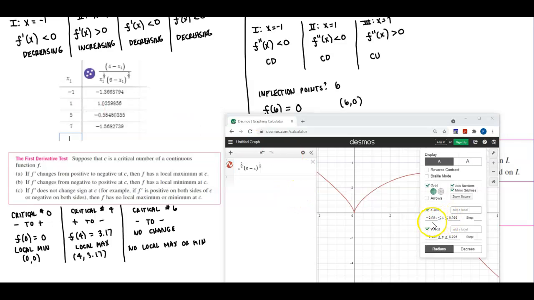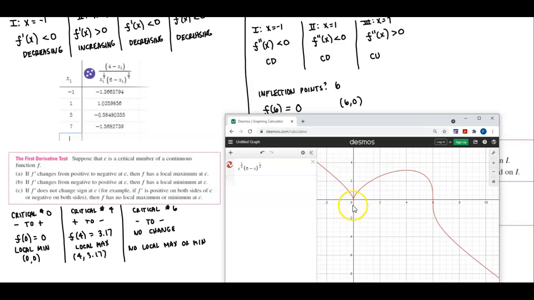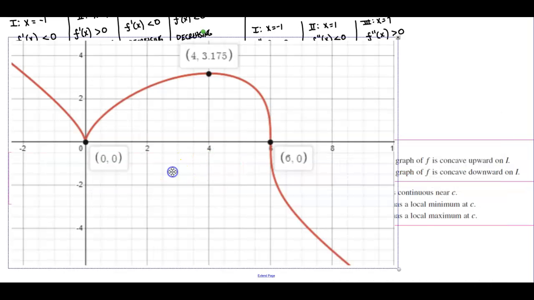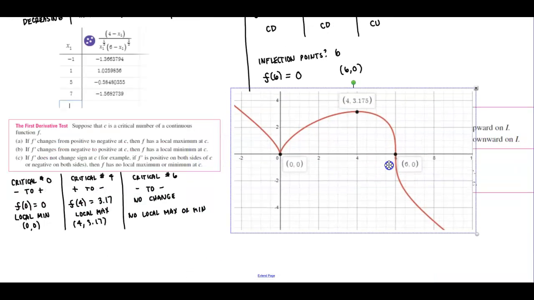If we change our viewing rectangle from -2 to 8 on the x-axis and the y-axis from -7 to 5, we can see this a little bit better here. Again, we can see that we have a local minimum at (0, 0). We can see that we have a local maximum here. And then there is our inflection point. So let me go ahead and copy this, so we can confirm our graphing results.